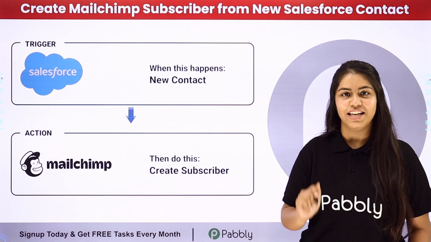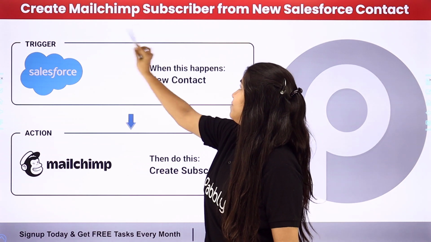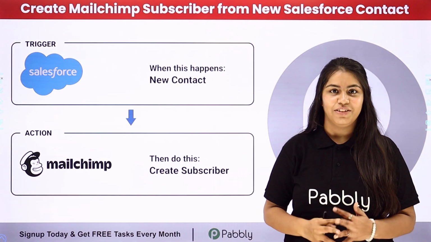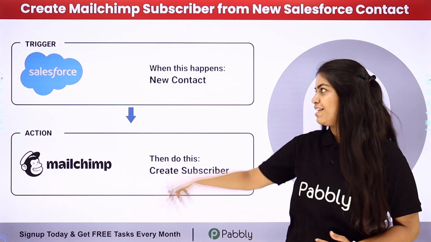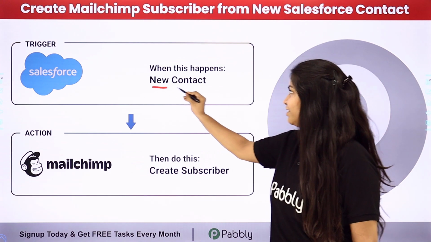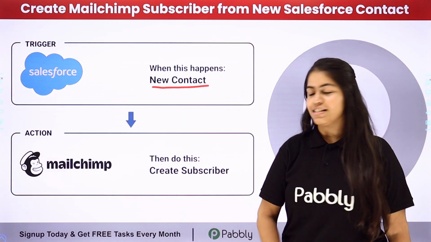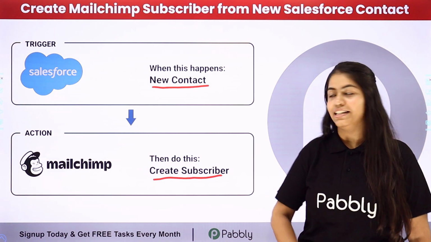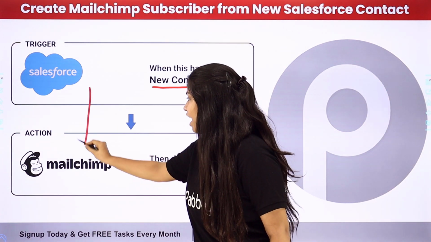The title of our today's video is How to Create Mailchimp Subscriber for New Salesforce Contact. So let's suppose that you are running a business and you are using Salesforce as your CRM and you want that as soon as you create a new contact in Salesforce, automatically a subscriber should be created in Mailchimp too. For this, you have to create an integration between Salesforce and Mailchimp.